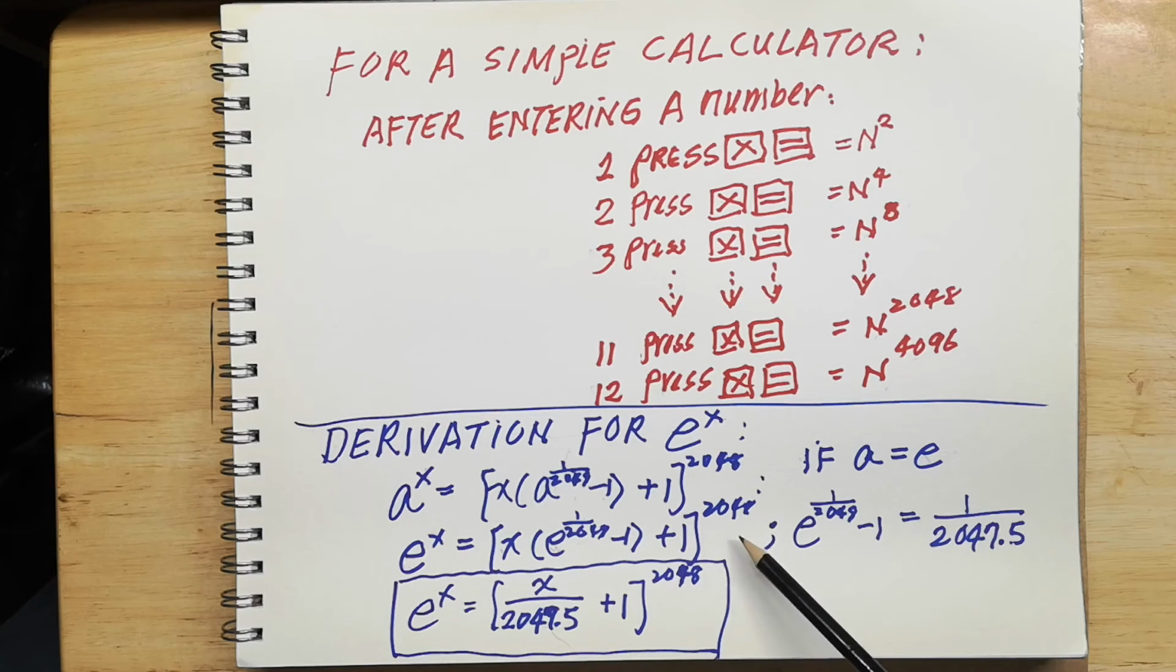So simplifying, evaluating this e raised to the 1 over 2048 minus 1, you will get e to the x is equal to x over 2047.5 plus 1, all raised to 2048. Because if we use a scientific calculator, we can find that e raised to the 1 over 2048 minus 1 is equal to 1 over 2047.5.